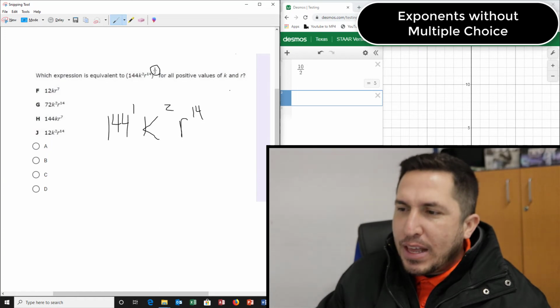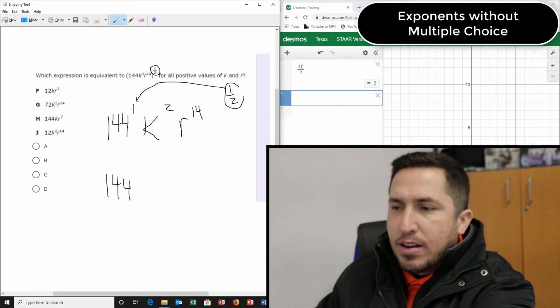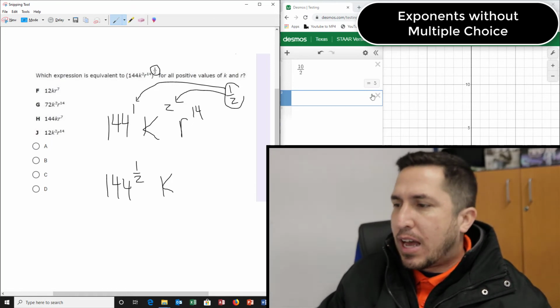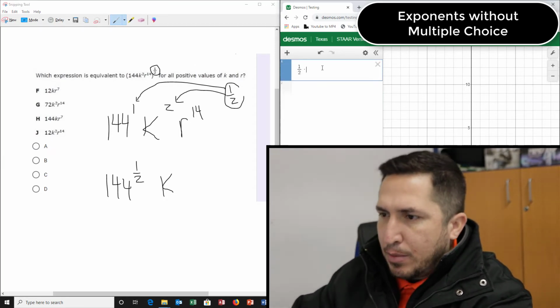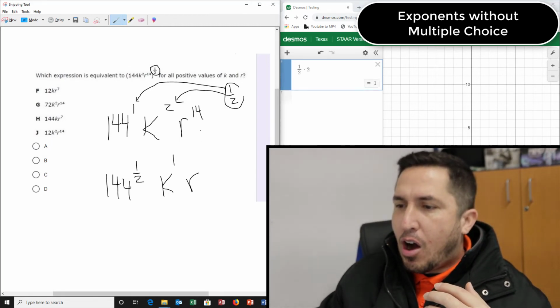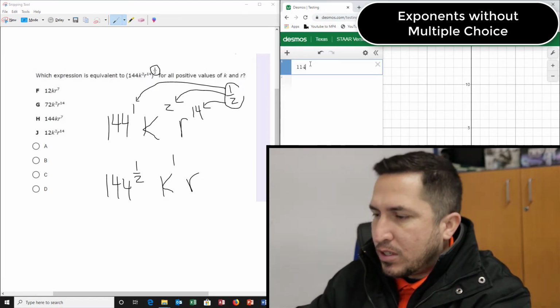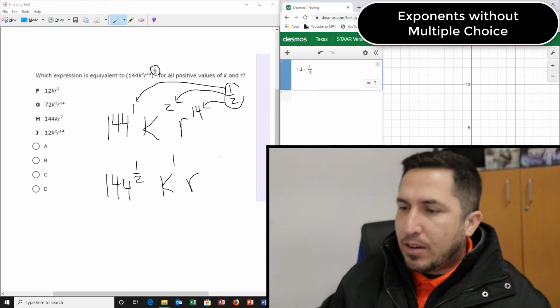Now I'm going to hit all these guys with that 1/2. So let's go. I got 1 times 1/2. That gives me 1/2 power. Then I got k. I got 1/2 times 2. What is 1/2 times 2? That gives me a 1. And then I got r to the, what's 14 times 1/2? 14 times 1/2 is 7.